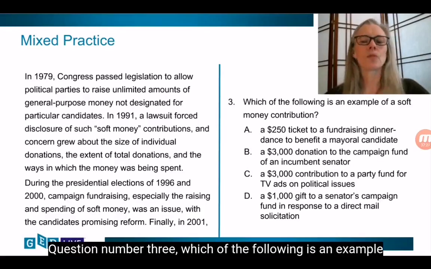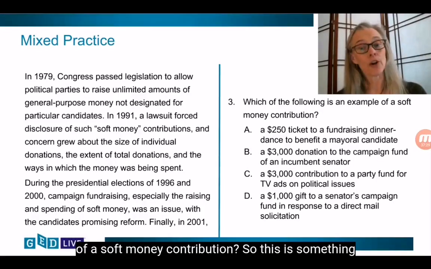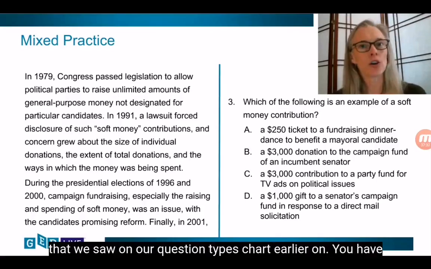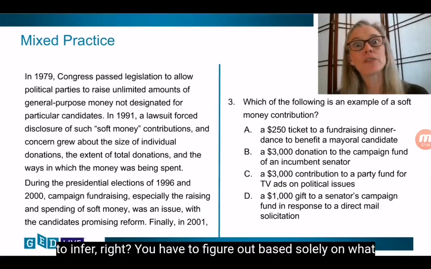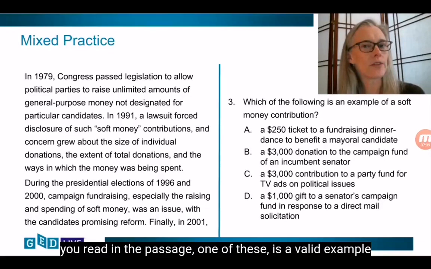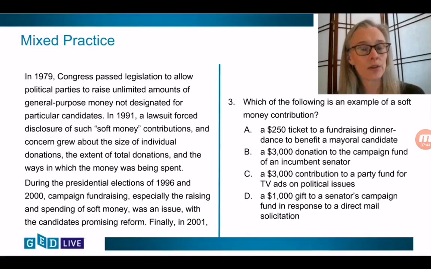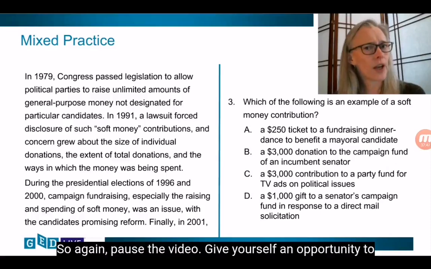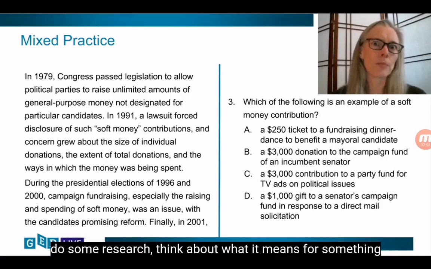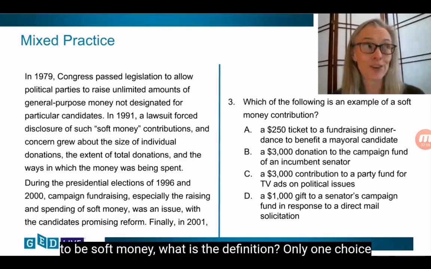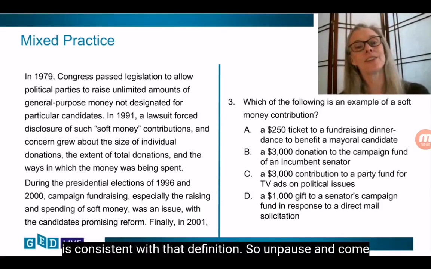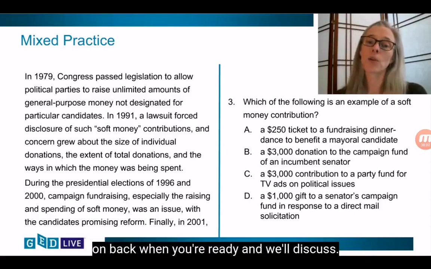Question number 3. Which of the following is an example of a soft money contribution, right? So this is something that we saw on our question types chart earlier on. You have to infer, right? You have to figure out, based solely on what you read in the passage, one of these is a valid example of soft money and the other 3 aren't. So again, pause the video. Give yourself an opportunity to do some research, think about what it means for something to be soft money. What is the definition? And only one choice is consistent with that definition. So unpause and come on back when you're ready and we'll discuss.